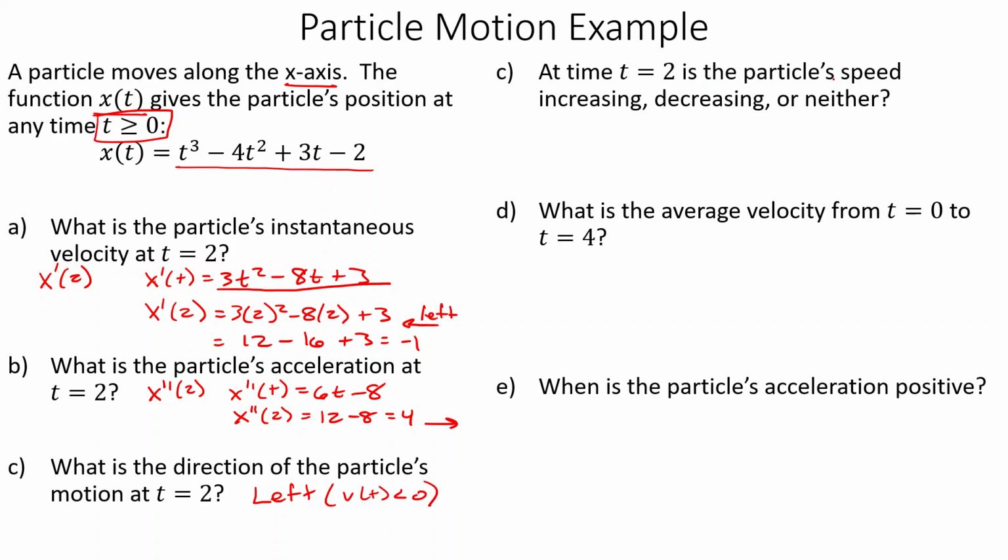At time 2, is the particle's speed increasing, decreasing, or neither? Once the acceleration is positive, the velocity is negative. So a of t is greater than 0, v of t is less than 0. In fact, I can plug in 2 instead of writing t here. Since they have different signs, that means we are slowing down. So the speed is decreasing.